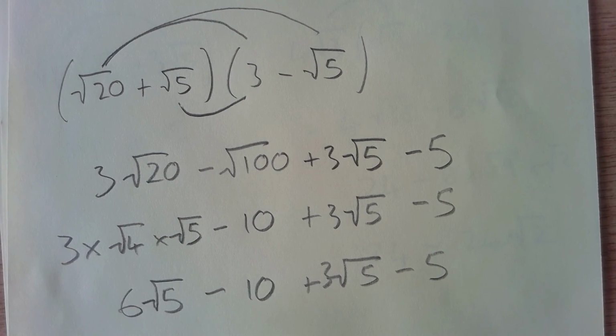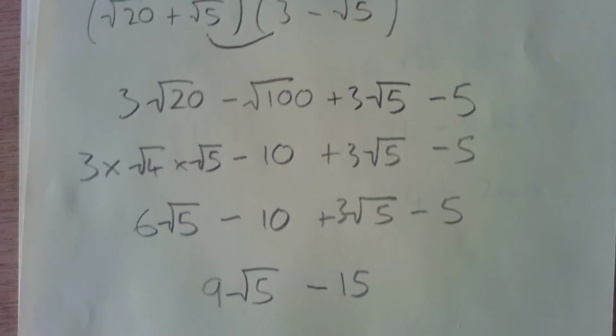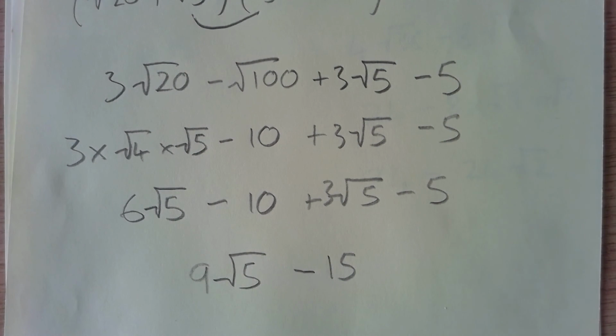But now there's even more simplifying I can do. 6 root 5 plus 3 root 5 is going to be 9 root 5. And minus 10 minus 5 is going to be minus 15. So a lot of cancelling down I could do on that one. That's about as tricky as you could expect it to get in higher tier. So a bit of an extension there.